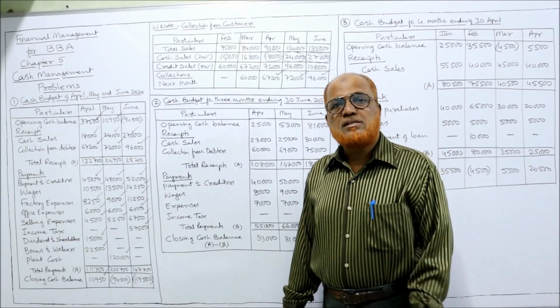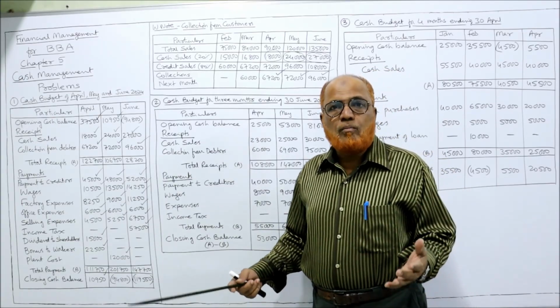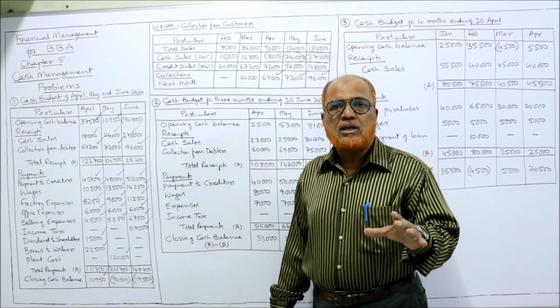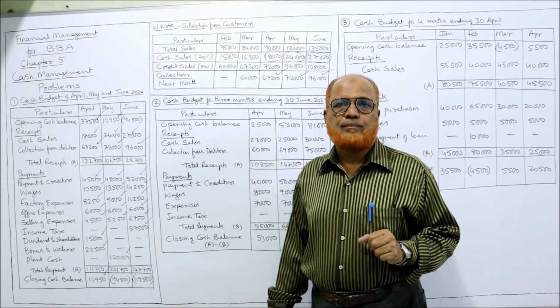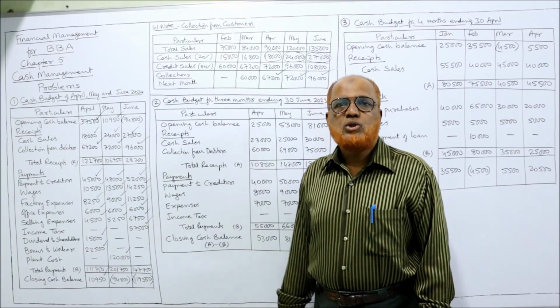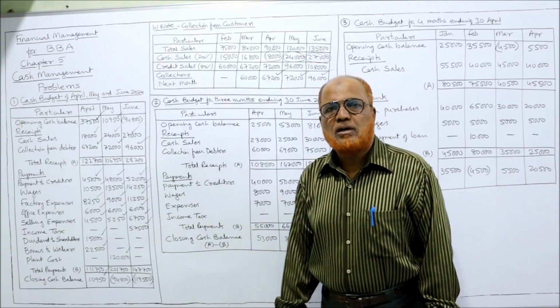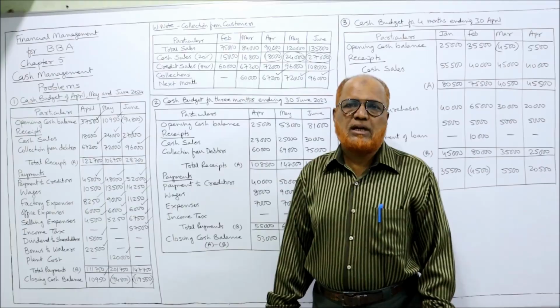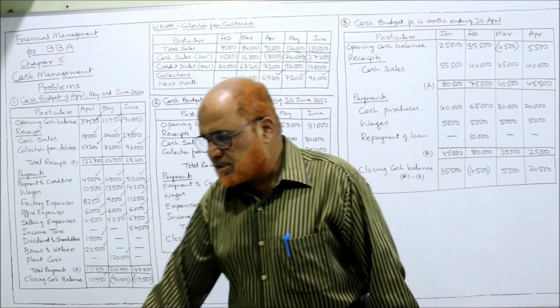The business must see that our payments are more in the months of May and June, so they have to make the arrangement of a bank overdraft. They have to arrange the bank overdraft in the months of May and June. This is called the cash budget. I have explained each and every point in detail. Now see the second problem.